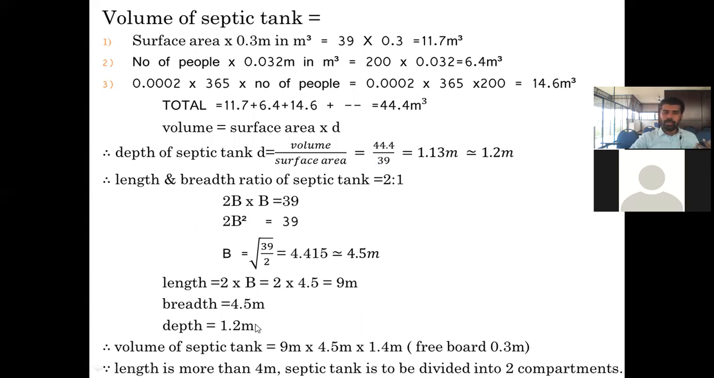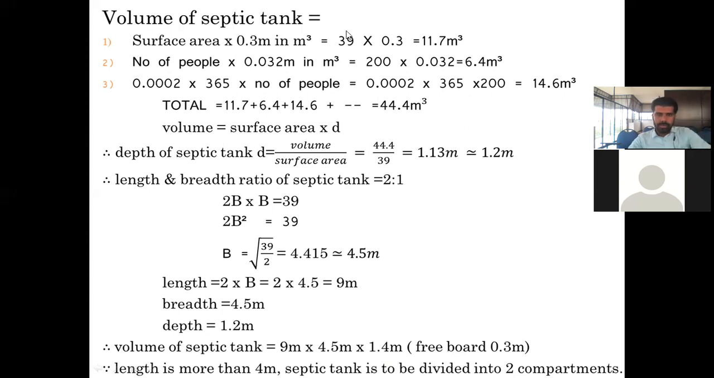So including freeboard, this 1.2 will become 1.5, not 1.4, because freeboard is 0.3 meter. So the volume of the septic tank will be 9 into 4.5 into 1.5 meter. If you are taking freeboard as 20 centimeter, we can write 1.4, but I think minimum you need freeboard as 0.3. So you can write here 1.5 meter. 9 into 4.5 into 1.5 meter is the volume of the septic tank by the discharge method. Now the length is more than 4 meters, so the septic tank has to be divided into 2 compartments.